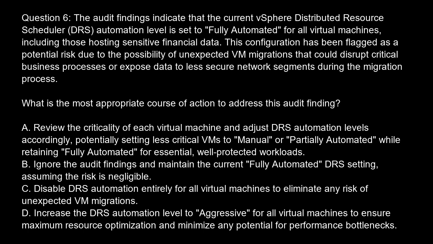Option A. Review the criticality of each virtual machine and adjust DRS automation levels accordingly, potentially setting less critical VMs to manual or partially automated, while retaining fully automated for essential, well-protected workloads. Option B. Ignore the audit findings and maintain the current fully automated DRS setting, assuming the risk is negligible. Option C. Disable DRS automation entirely for all virtual machines to eliminate any risk of unexpected VM migrations. Option D. Increase the DRS automation level to aggressive for all virtual machines to ensure maximum resource optimization and minimize any potential for performance bottlenecks.